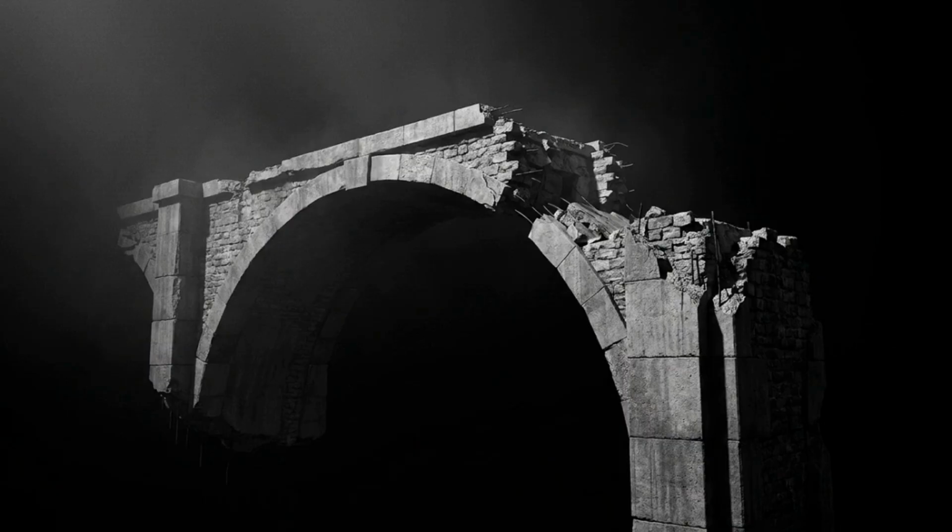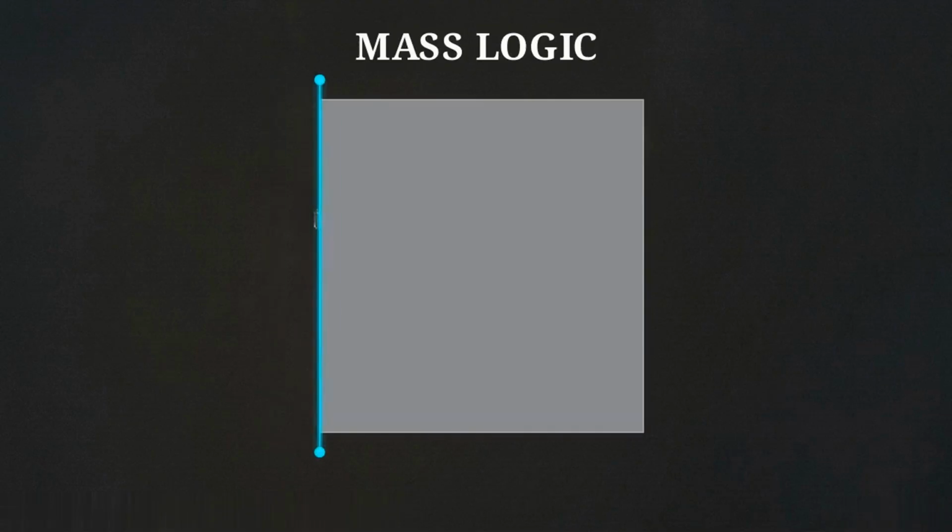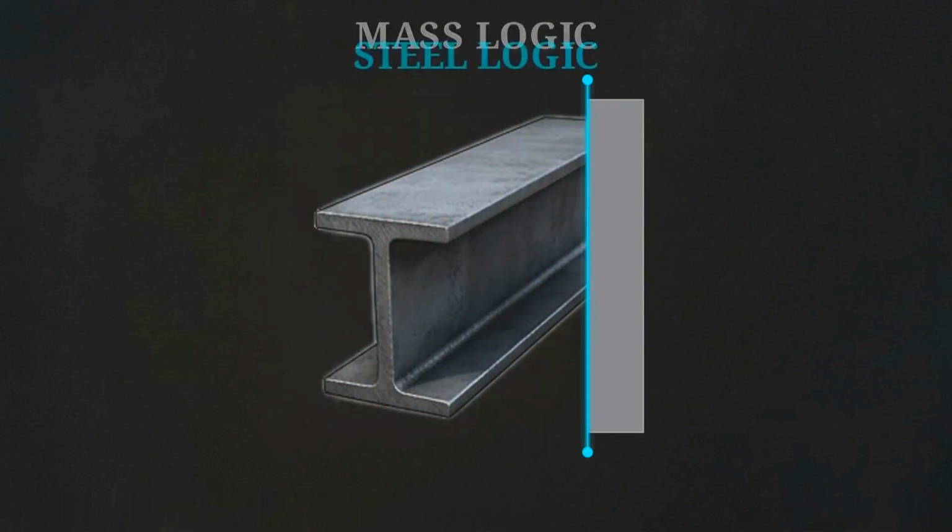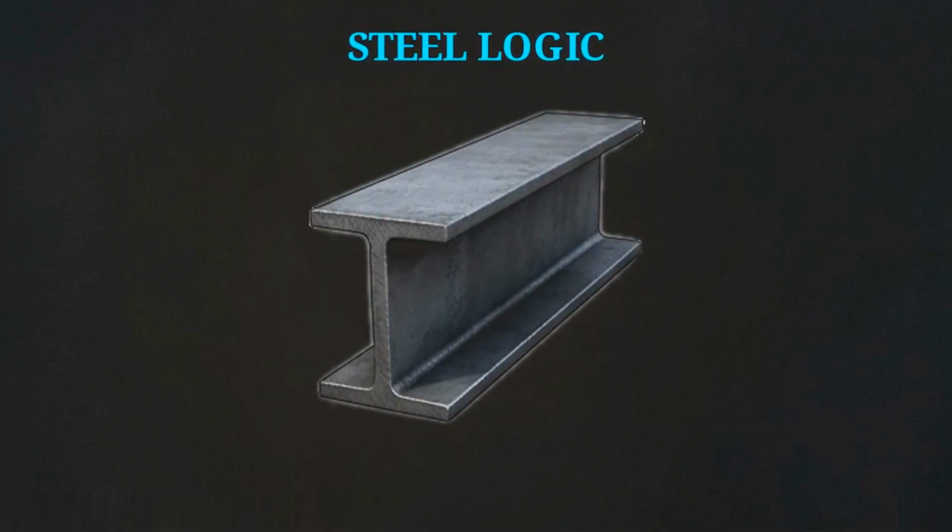This creates a mathematical dead end. As you attempt to cross wider spans, you need more stone. Eventually, the stone becomes so heavy that it crushes its own base before it even reaches the opposite shore. Scaling up stone was a physical impossibility. To bridge the widening gaps of the industrial age, engineers had to invert their entire approach to structural mass.